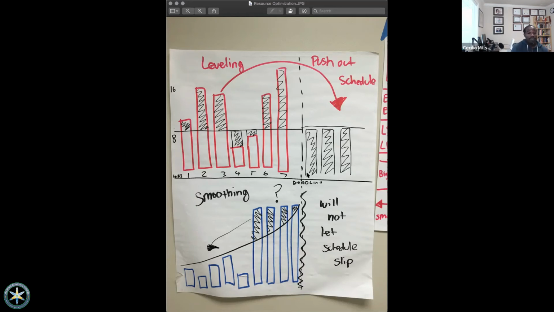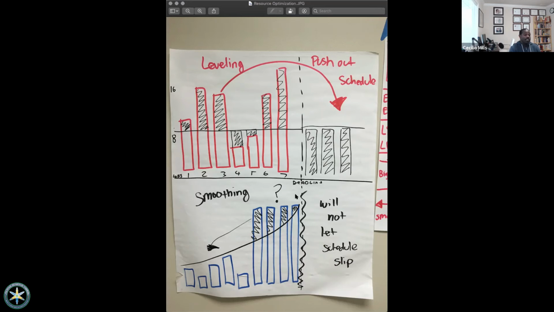Now, it doesn't mean it will push your deadline. Let's say our deadline was in period 15 and we thought we were going to get done in 7, and we leveled it and got it done in 10. Fine. But what it means that it will push out the schedule is that leveling, by theory, does not care what the schedule is. If you have a hard level for a resource, whatever it is, it's going to set it up and it will push the schedule out. It just may. All right, now smoothing, it will not.